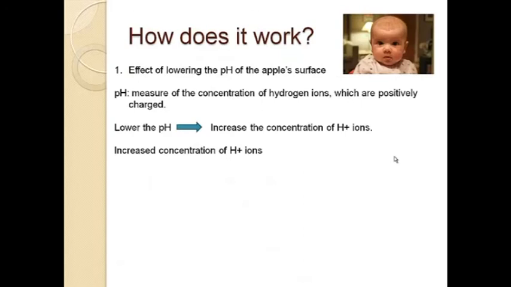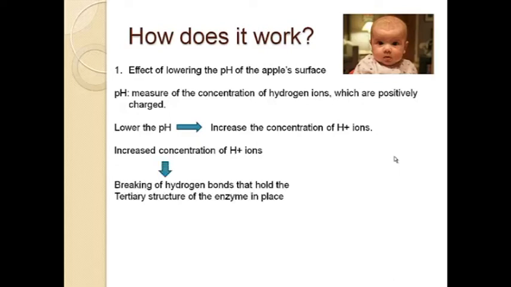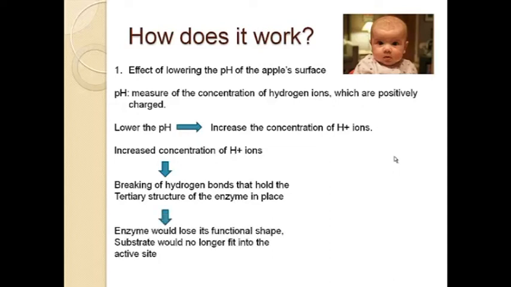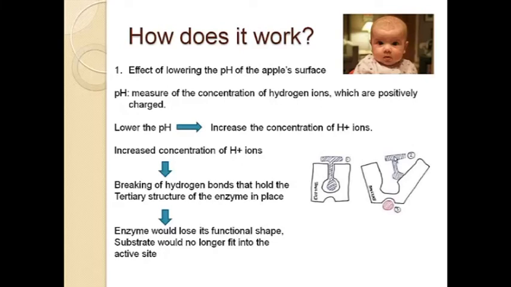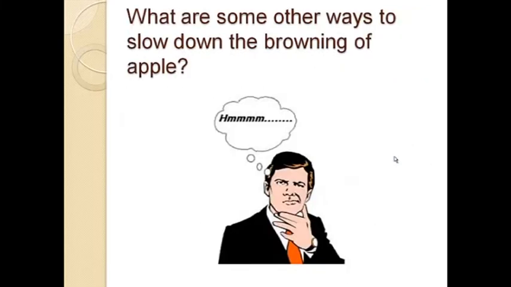How does it work? Well, first of all, pH is the measure of the concentration of hydrogen ions, which are positively charged. When we lower the pH of something, we are increasing the concentration of the H+ ions. And in doing so, we are breaking the hydrogen bonds that hold the tertiary structure of the enzyme in place. The enzyme will lose its functional shape, substrates will no longer fit into the active sites, and the enzyme becomes denatured.